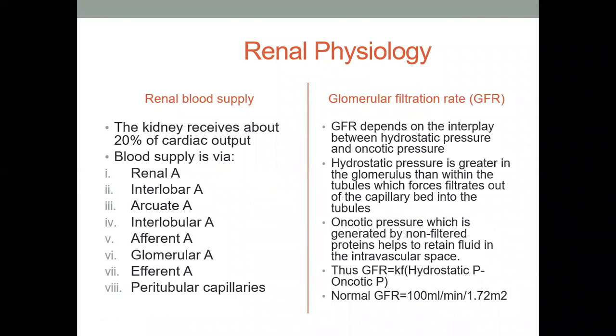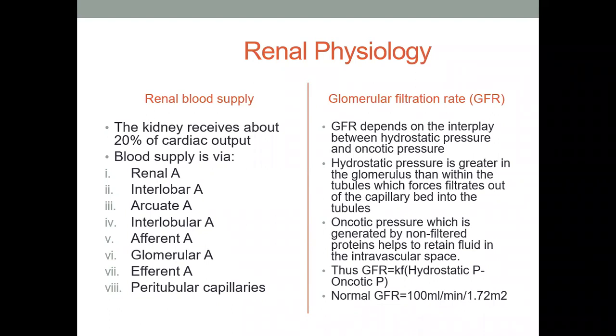Sometimes we'll come across more often what we know as the glomerular filtration rate. And it's actually an interplay between hydrostatic pressure and the oncotic pressure within the kidneys. Hydrostatic pressure is greater in the glomerulus than within the tubules, and the hydrostatic pressure forces filtrates out of the capillary bed into the tubules. Oncotic pressure, on the other hand, is generated by the non-filtered proteins and helps to retain fluid in the intravascular space.